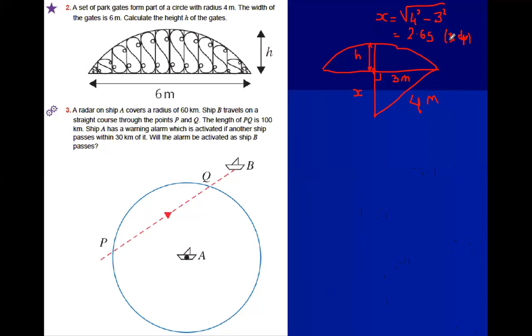So h is just 4 minus x. 4 minus 2.65, and that is 1.35 meters. So the difficulty here was to redraw what we've been given by making sure that we've got a 4 meter radius here. And because you have this, you've got 3 meters here. And that's how you would get all your marks.